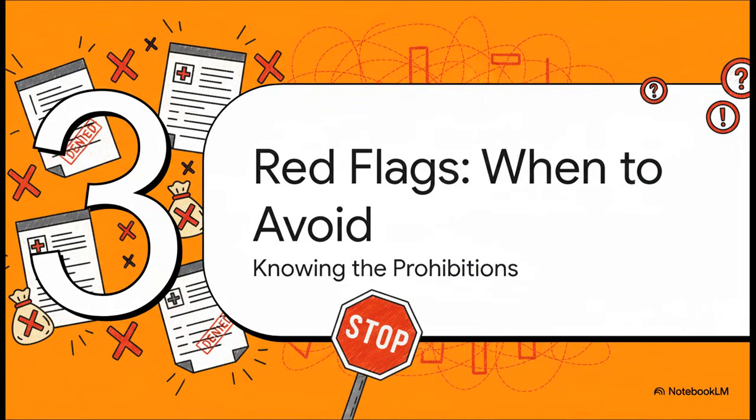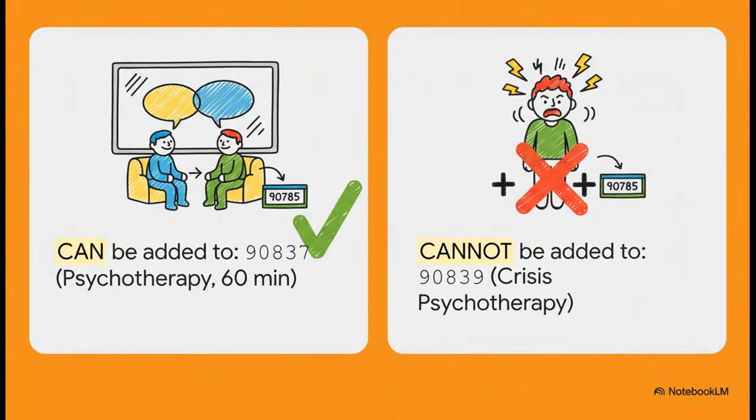All right, we've talked about when to use it. Now let's flip the script. Knowing when not to use a code is just as critical, maybe even more so. Because getting this wrong can lead to denied claims, and nobody wants that. So let's talk about the big red flags and the major no-nos. And here is a classic trap that a lot of new coders fall into. Look at this. You can add 90785 to a regular 60-minute therapy session, which is code 90837. But, and this is a big but, you cannot add it to crisis psychotherapy, code 90839.